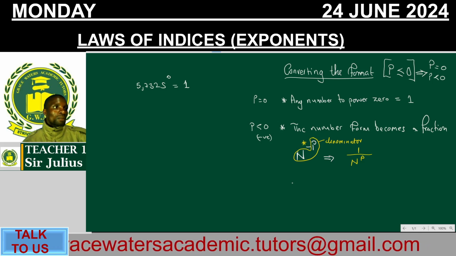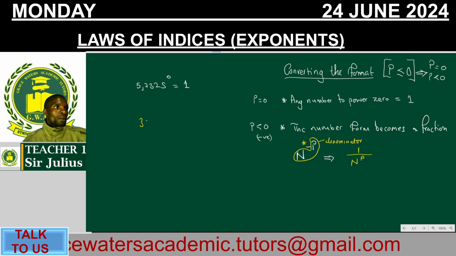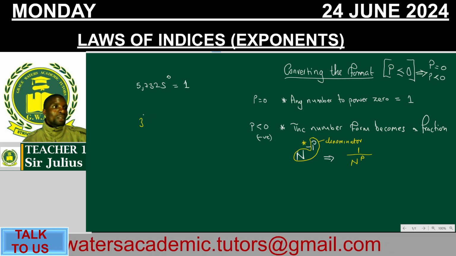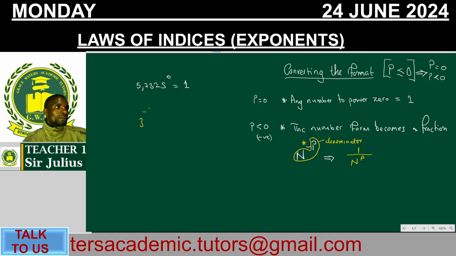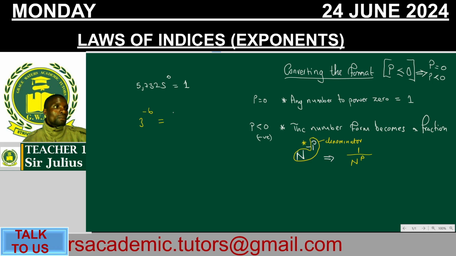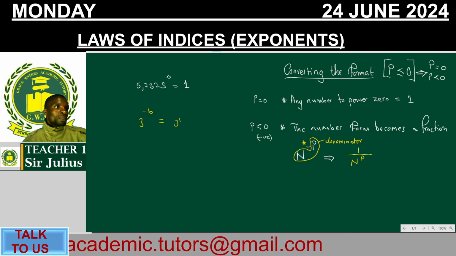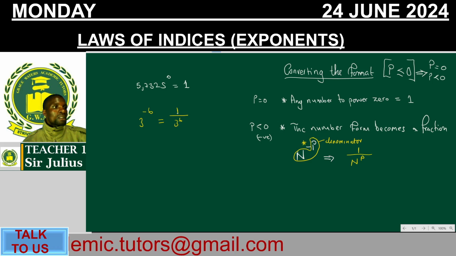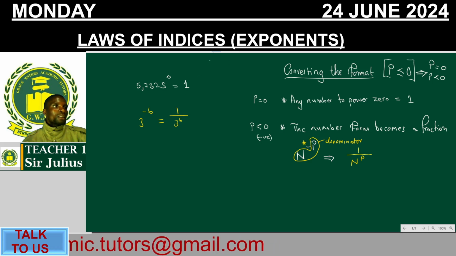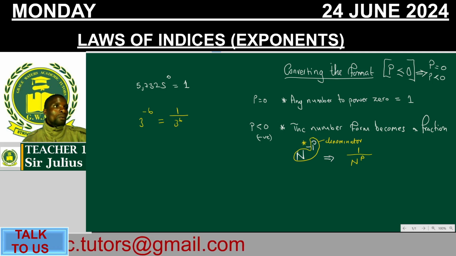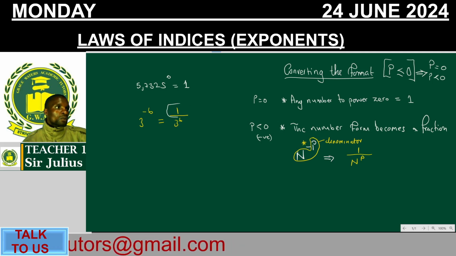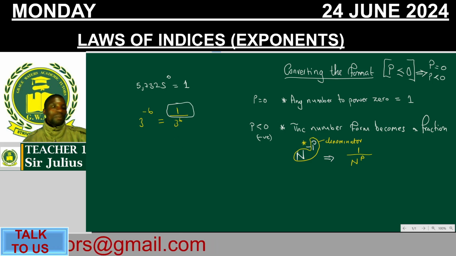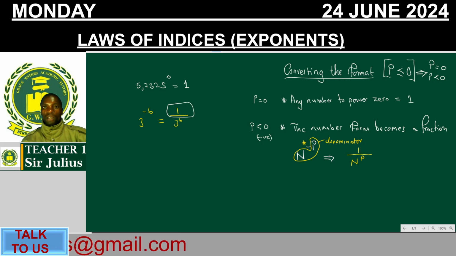Let us consider, maybe, when you're given 3 to the power negative 6. Your answer becomes 1 over 3 to the power 6. This other part, the 1, is just put in order for us to complete the fact that we must have a fraction. I hope you understood all these concepts. Now let me refresh your mind by summarizing them.